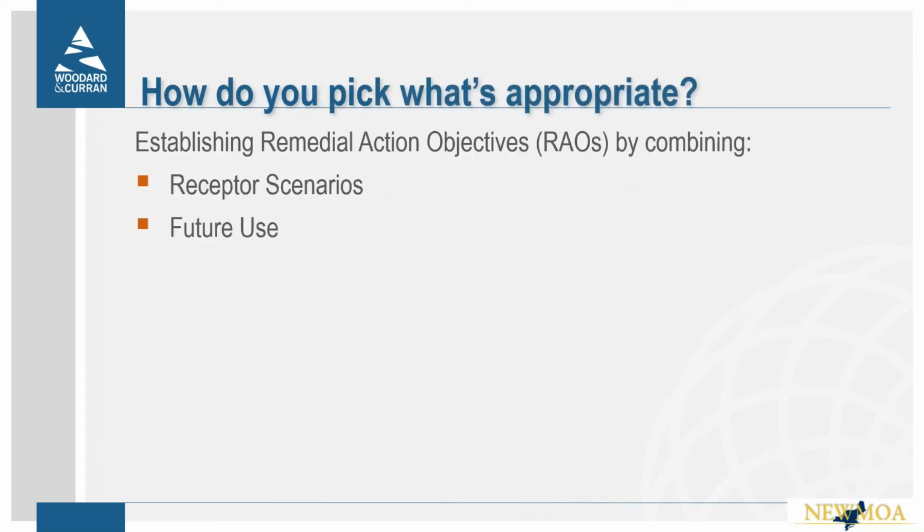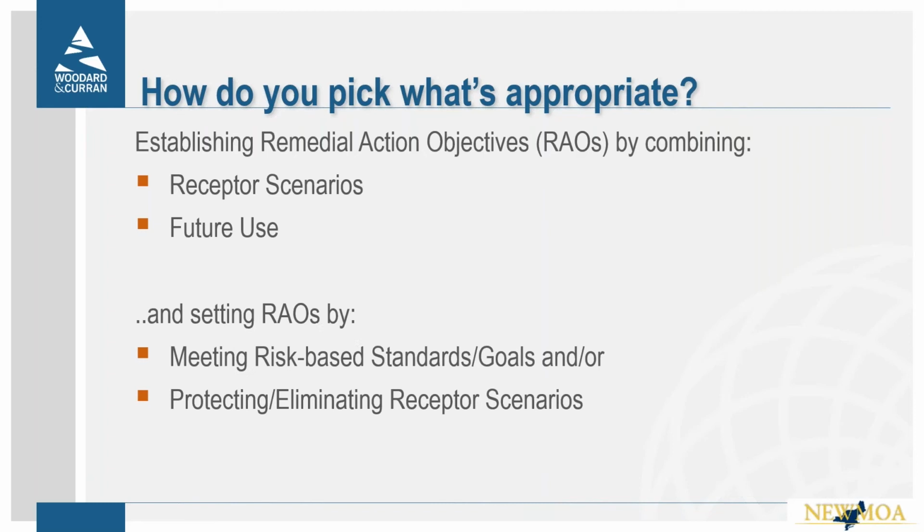So without biting off more than we can chew, really establishing the RAOs is all about what receptor scenarios you have in harm's way potentially, and what the future use is. Those are the two most important things to think about up front. And then you set those RAOs by either meeting some risk-based standards or goals that are consistent with that future use and those receptor scenarios, and/or a combination of protecting or eliminating those receptor pathways via something as simple as capping or isolation of some form, or protecting the receptor in some way so that you're not using risk-based standards, you're actually eliminating the pathway.